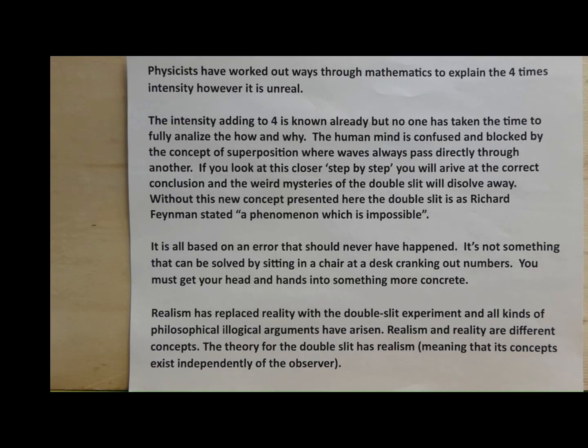Realism has replaced reality with the double slit experiment, and all kinds of philosophical, illogical arguments have arisen. Realism and reality are different concepts. The theory for the double slit has realism, meaning that concepts exist independently of the observer.